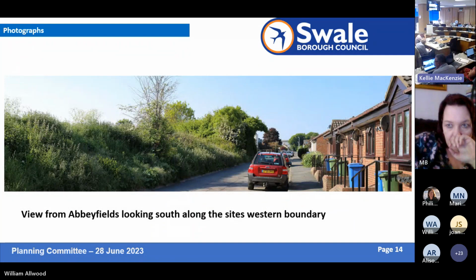In conclusion, Chair, the scheme is in conformity with national policy and the harm identified, including non-compliance with the settlement strategy within the local plan, would not significantly and demonstrably outweigh the benefits of the development, and it's therefore recommended that planning permission should be granted subject to conditions and the completion of a Section 106 agreement. Chair, Simon Algar is also on the call.